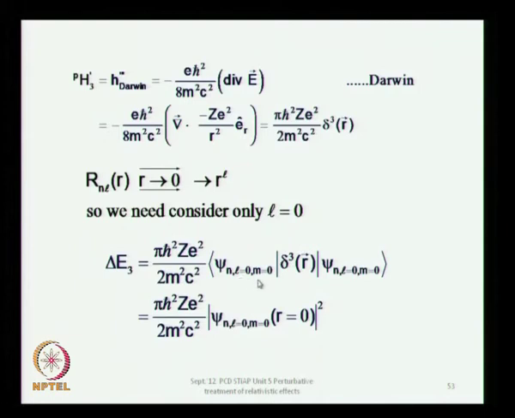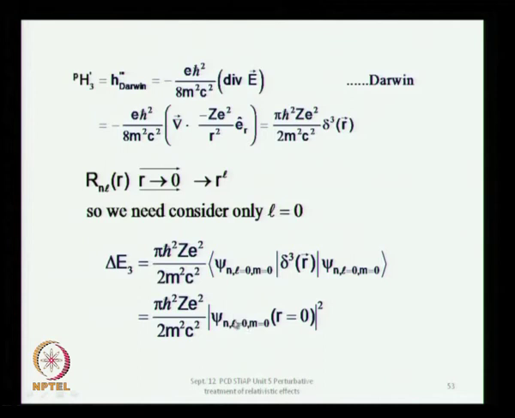So for L equal to 0 you only have m equal to 0, so you get the expectation value of the delta function in the state n, L equal to 0, m equal to 0. m can only be 0 for L equal to 0, it cannot be anything else. When you evaluate this delta function integration, it gives you the probability density, the square of the probability amplitude of having this s electron at the nucleus. So that is the probability density that appears in the Darwin correction.